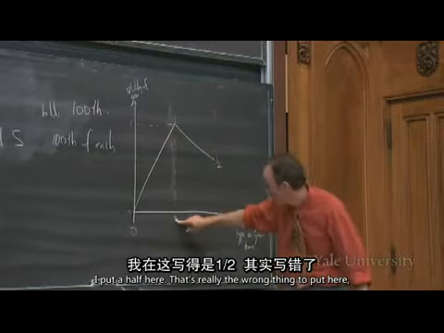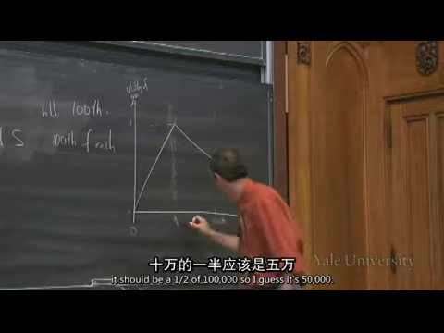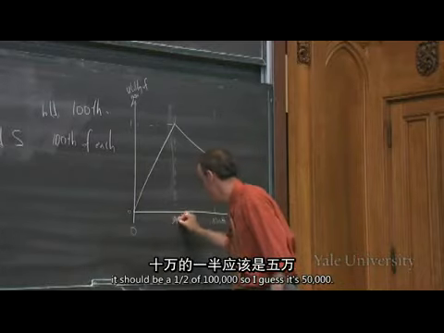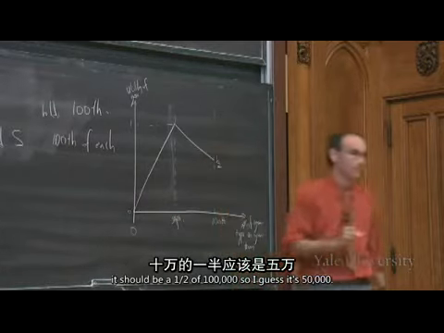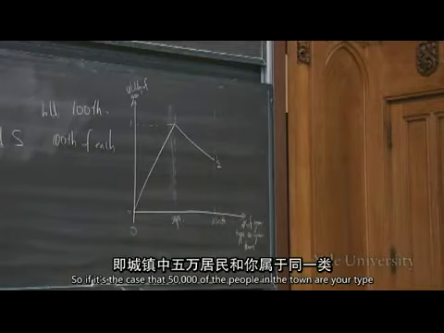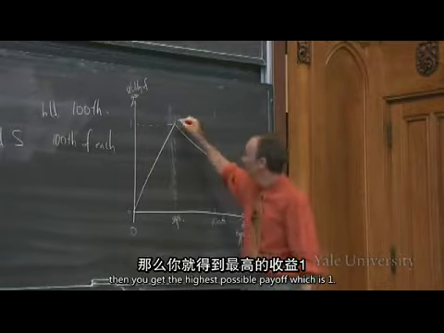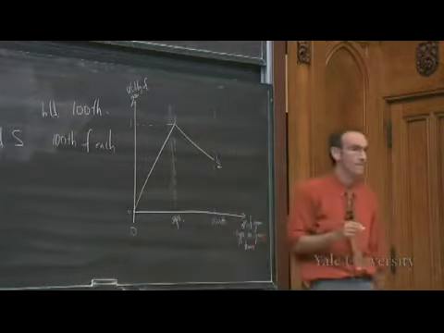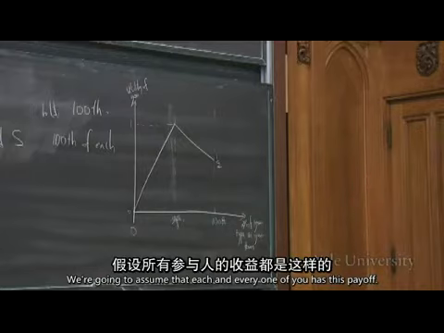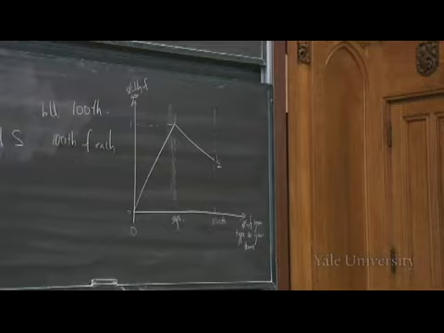And I put a half here. That's really the wrong thing to put here. This should be a half of 100,000, so it's 50,000. So if 50,000 of the people in the town are your type and 50,000 are the other type, then you get the highest possible payoff, which is 1. We're going to assume that each and every one of you has this payoff. That makes sense?